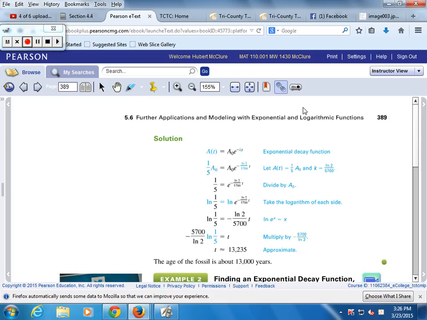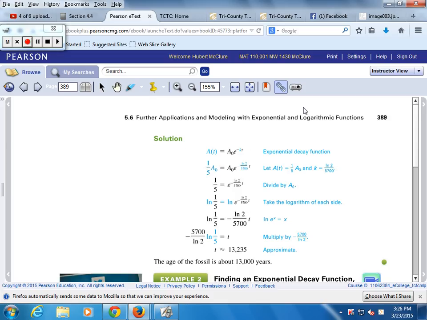Then plug and chug, and you end up taking the log of both sides because you have something in the exponent. What do you have in the exponent? You have T. And what is that? It's the variable we're solving for. So you plug and chug and take the log of both sides.